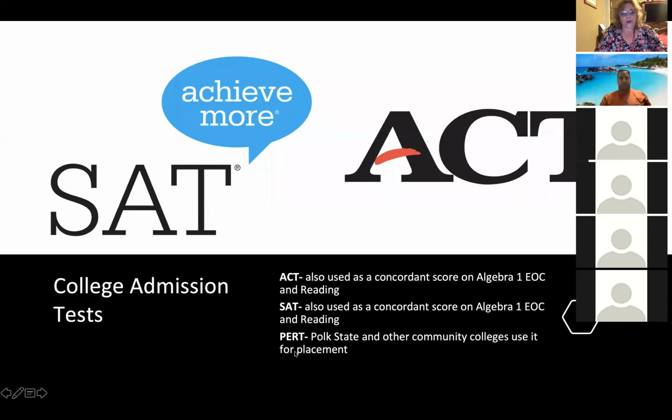So the state has allowed us to use those two tests for concordant scores for the reading and for the math. For college, like Polk State and other community colleges, they may use the PERT. They don't use it for admission though, they use it for placement. They also use the SAT and the ACT scores for placement. So we always encourage our students that are signing up for the SAT or the ACT for the purpose of college to put Polk State down as one of the colleges to get the scores, because it's often a college that they're going to end up considering at the end.